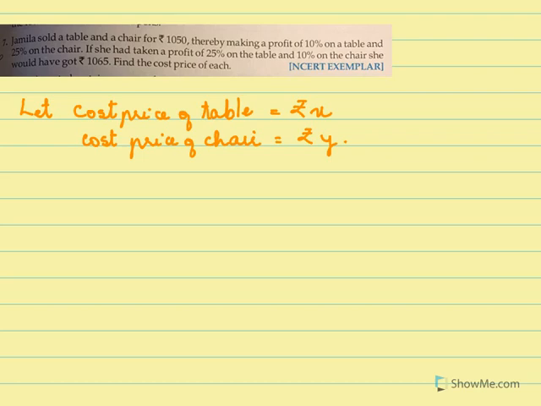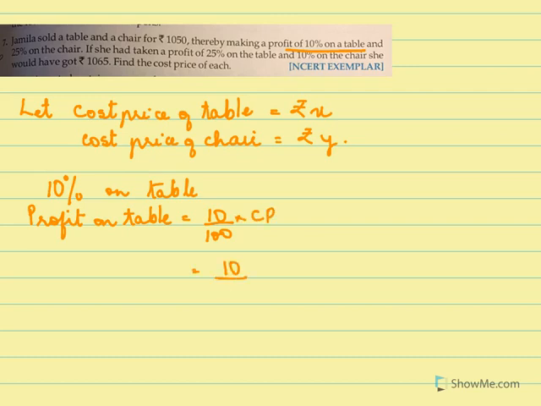Now here they say she makes 10% on the table. So let us just tackle that. She's making a profit of 10% on table. That means her profit on the table will be 10% of CP. So which means 10% of x. Now this will be the profit on her table.